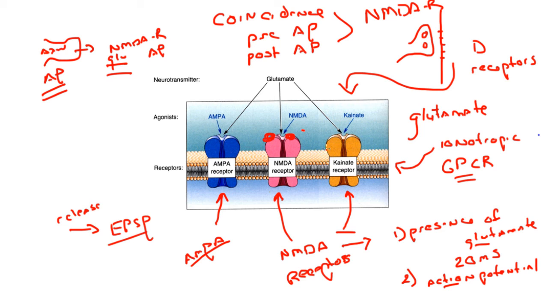As a result of that coincidence, the NMDA receptor channel will now open, and it will allow ions to pass through it. And you ought to be asking yourself, big deal. Well, the answer to that is, which ions?